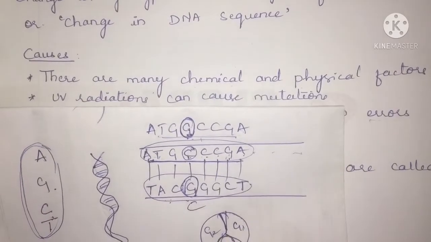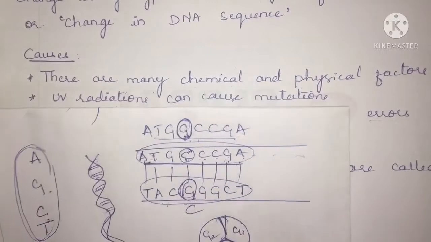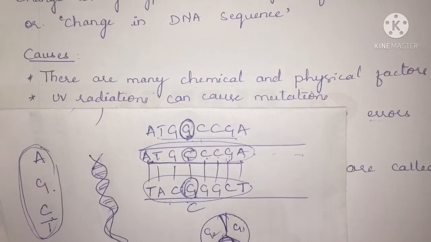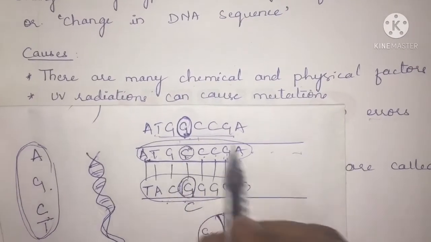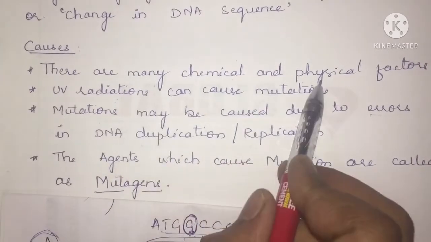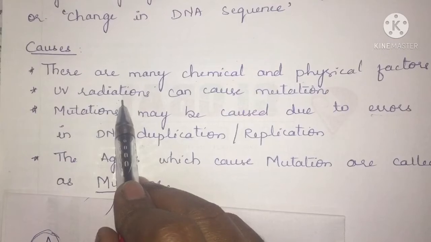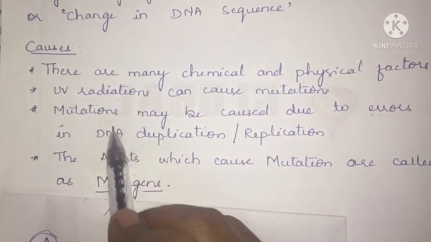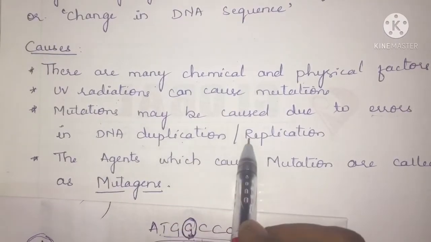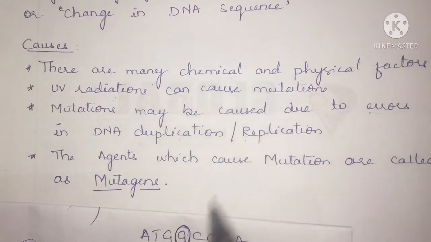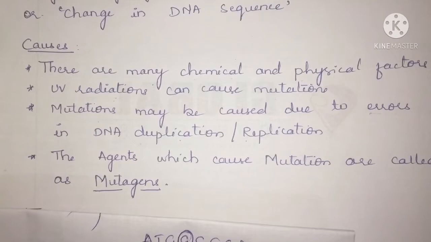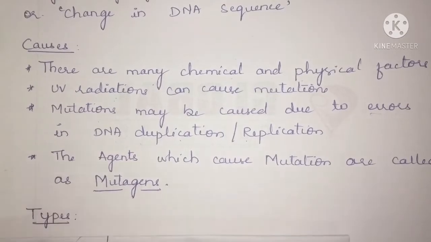So during S phase, what happens? Synthesis. What is synthesizing? DNA. Because DNA, while synthesizing itself, while replicating itself, can undergo some mistakes, some errors, which can lead to mutation. So mutations may be caused by chemical and physical factors. UV radiation is also one of the major factors because of which mutation can occur. Mutations are caused due to errors in DNA duplication or replication. Duplication or replication are both the same, where one DNA replicates itself into two DNAs.